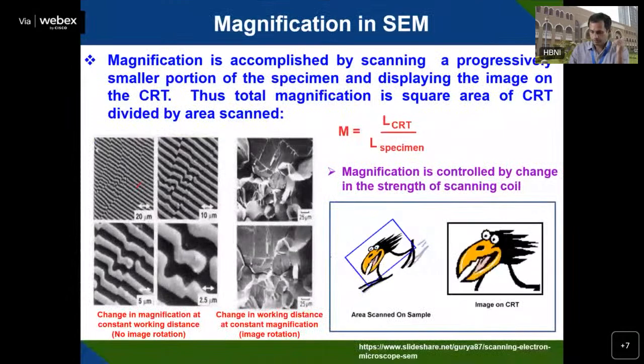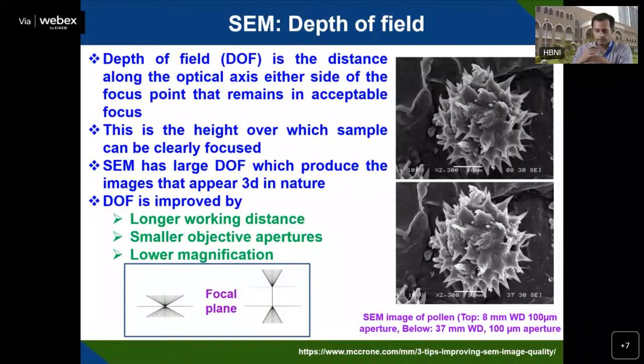You can also see the working distance and the depth of field here. You have the focus point, which is your particular point. You can see here the focal plane, and in the case of SEM you have quite a large one. So by varying the working distance, you are able to get the inside features also.